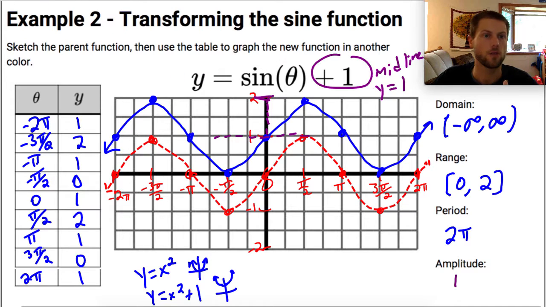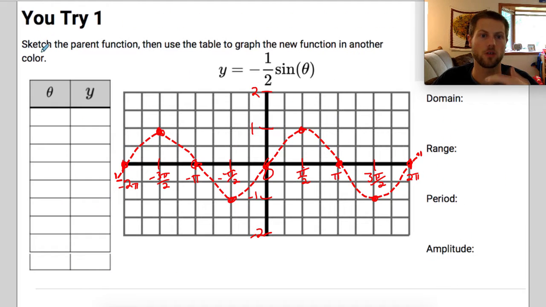So we've done a couple of transformations, and I want you to try one yourself. I'd like you to try this problem, pause the video, and give this one a shot and see how it went.